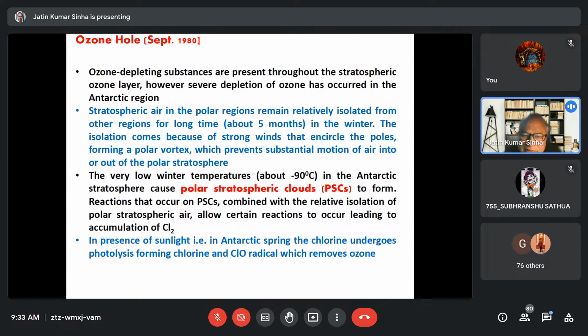Now, in the presence of sunlight, that is in the Antarctic spring, the chlorine undergoes photolysis, forming chlorine and chlorine oxide radicals. So the presence of chlorine creates two of these radicals, the chlorine oxide radicals as well as the chlorine radicals. Both are responsible for the removal of O3 from the atmosphere.